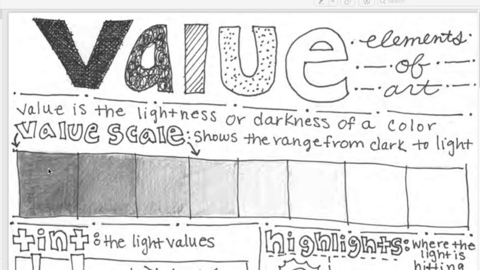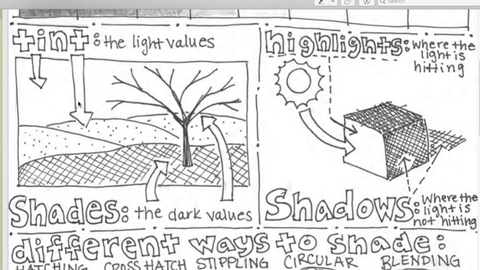And down here it says value scale. A value scale shows the range from dark to light. Tint is the light values of a color or in a composition or in an image, and shades are the dark values in a color or in a composition or in an image. Highlights are where the light is hitting your object, and shadows is where the light is not hitting your object.